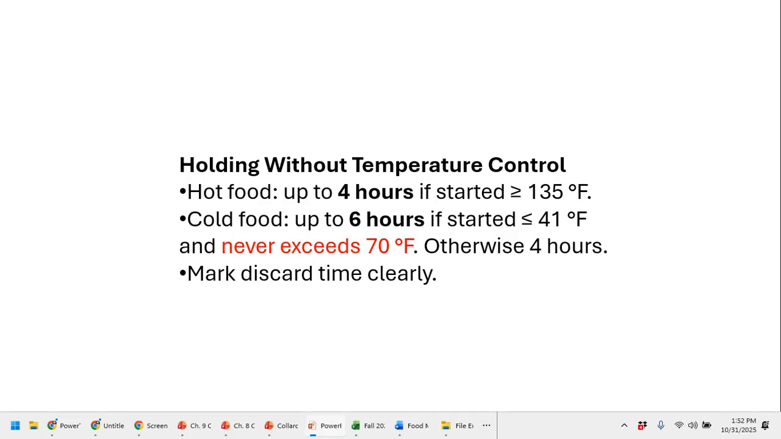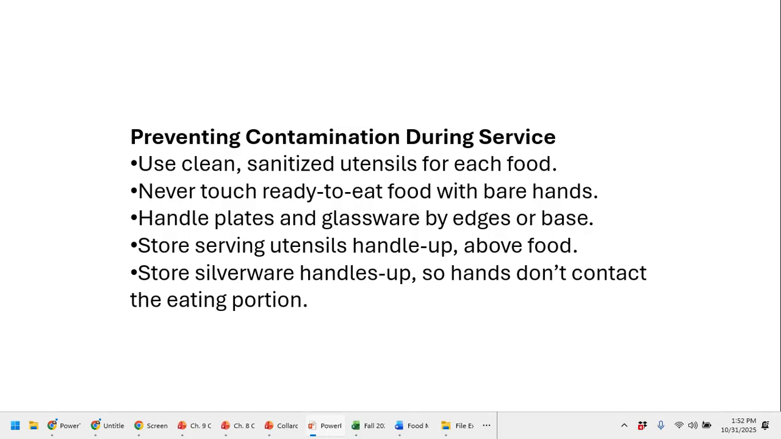So holding without temperature control, let's go over these items again as well. Hot food up to 4 hours if it started off at least 135. Cold food up to 6 hours if it started at 41 or below, and it never exceeds 70 Fahrenheit, right? If it does, 4 hours, okay? And then we must always mark the discard time carefully and clearly on that packaging, because the fact is there's no temperature control. So it's all about time, right?